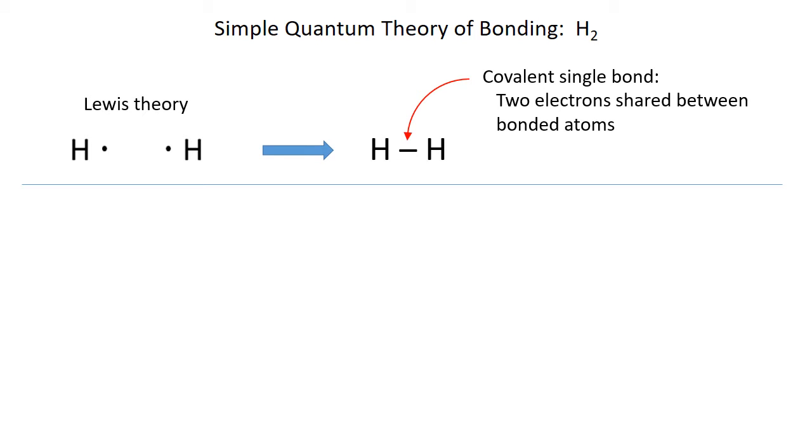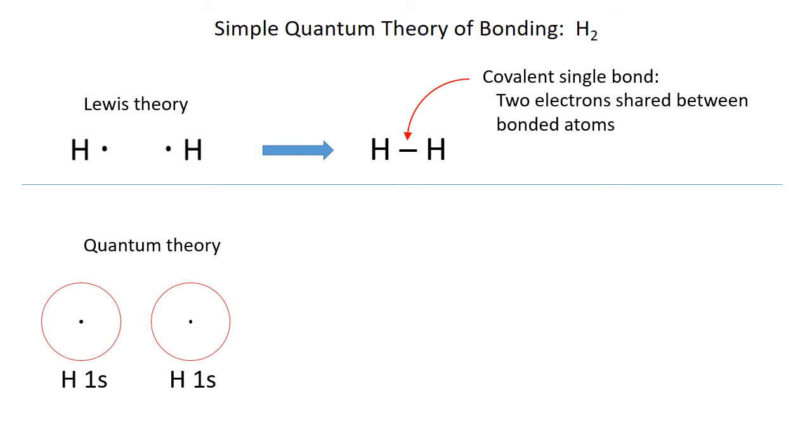I have two electrons shared between the bonded atoms. What quantum theory tells us is that the way this bond forms is by combining the 1s orbitals on each of these hydrogen atoms. Now we know that each hydrogen has one electron, which is what Lewis theory has told us. We also know from quantum theory that that electron sits in a 1s orbital. So the way the bond forms, according to the quantum theory of molecules, is that I combine these two wave functions together, and they do what we call overlap.